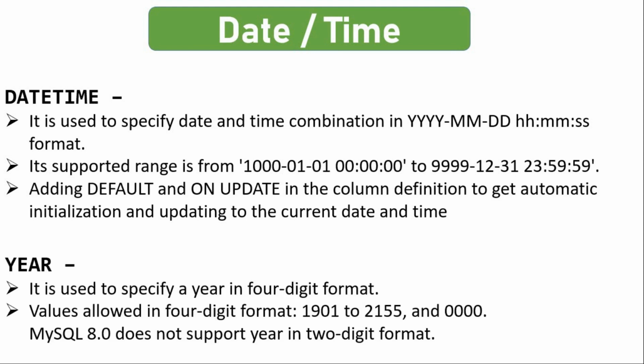Now our last data type is year, which is used to store a year in 4-digit format. Its supported range is from 1901 to 2155, and it also supports 0000. And one more thing, guys, MySQL does not support year in 2-digit format, so you have to store it in 4 digits. So guys, all these are some important data types which we will use.